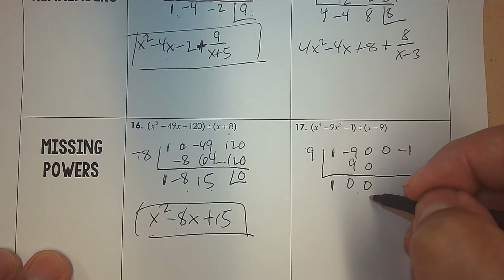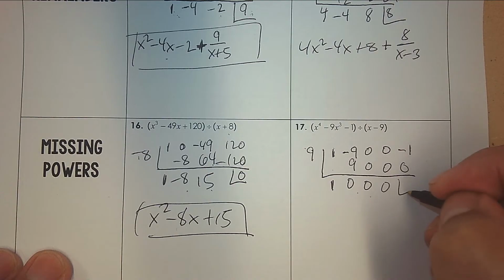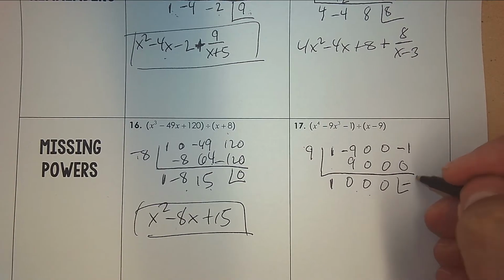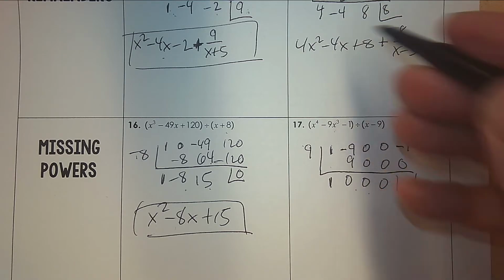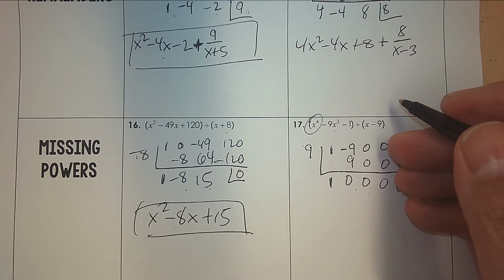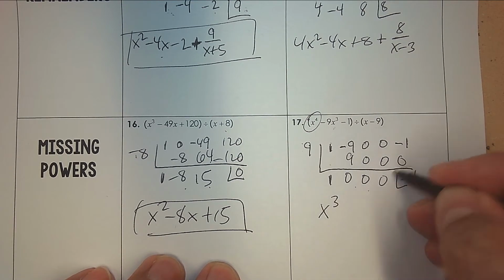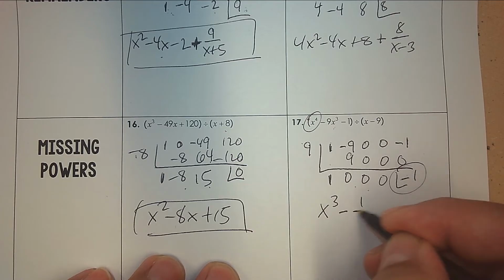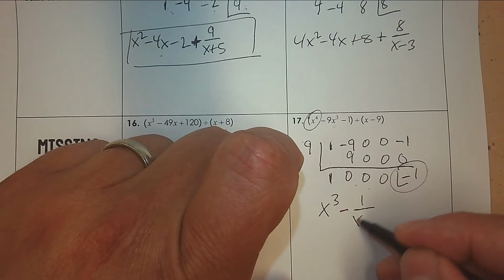multiply, add, all the way across. And notice the remainder here is negative 1. So what's our answer? Well, notice what we divided into was x to the 4th. Subtract 1 from the exponent, and you get 1x cubed. And the remainder is negative 1. And that's going to be over the divisor, which is x minus 9.